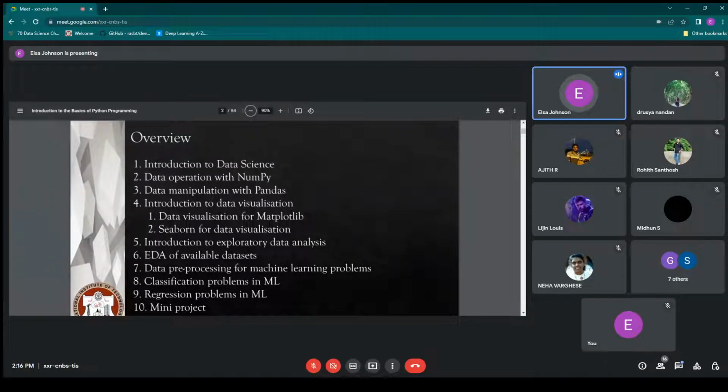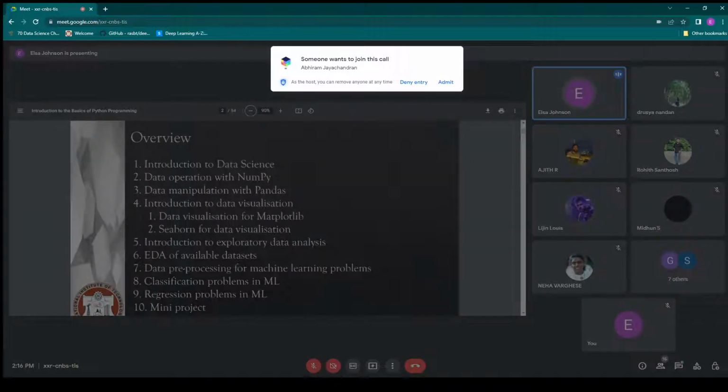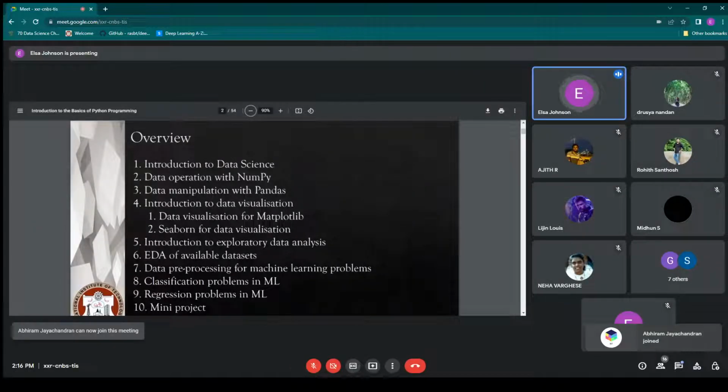Then the next one will be the introduction to exploratory data analysis. This is the most important stage in data science. Here you'll be drawing out different insights from your data, visualizing them and drawing some conclusions. Till the fifth step, we'll be doing certain steps in the data science cycle. After that, we'll be looking at certain available data sets, and we'll be doing EDA, which is exploratory data analysis. And thus the data analysis part will be over.